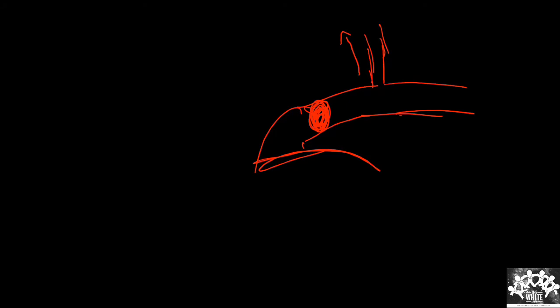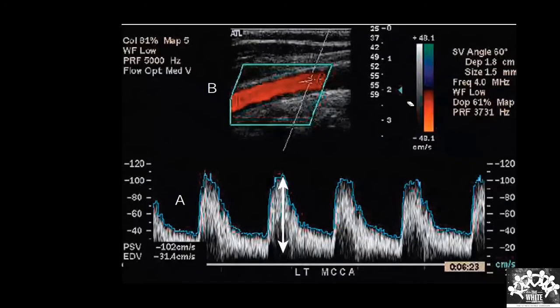Now, if there is a block in the subclavian vessel, what will happen? The blood will start coming from the opposite vertebral artery to this vertebral artery, and then it enters the subclavian. This is called subclavian steal syndrome. Why is it called that? Because it is stealing the blood which was supposed to go to the brain.